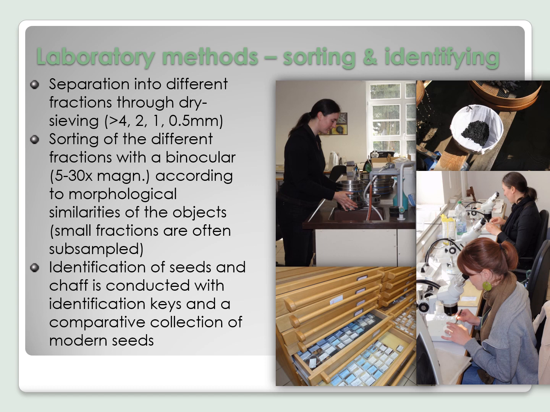After sample processing on site, the samples are usually transported into an archaeobotanical laboratory where they are further processed and sorted. In the lab, the extract or flot is generally sieved again to split the sample into different fractions and to ease the sorting process. The sorting process is conducted with a binocular under 5 to 30 times magnification. Seeds and chaff remains can be already grouped by using morphological criteria.